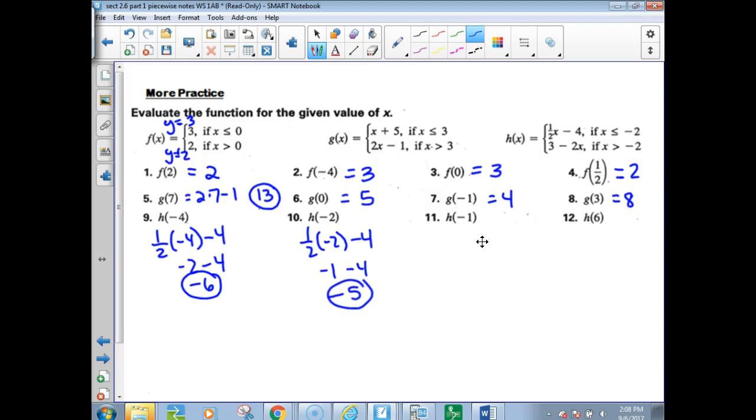-1 is larger than -2, so we'll have to use the second one. So 3 minus 2 times -1. It's going to be 3 plus 2, which is 5. And last, 6 is bigger than -2, so we use the last one. 3 minus 2 times 6 would be 3 minus 12, and that's -9.